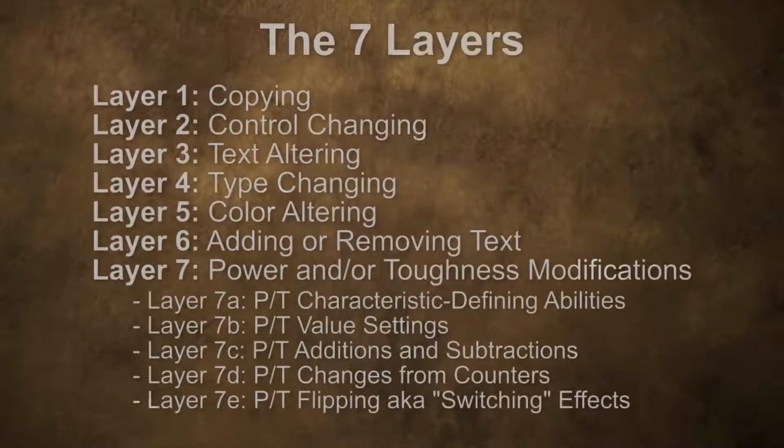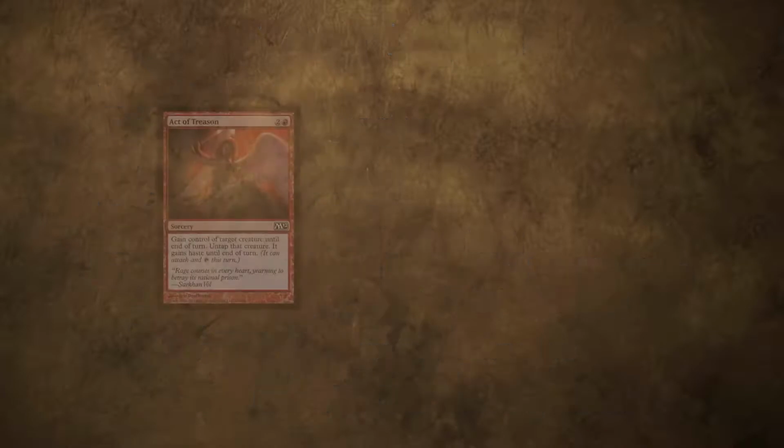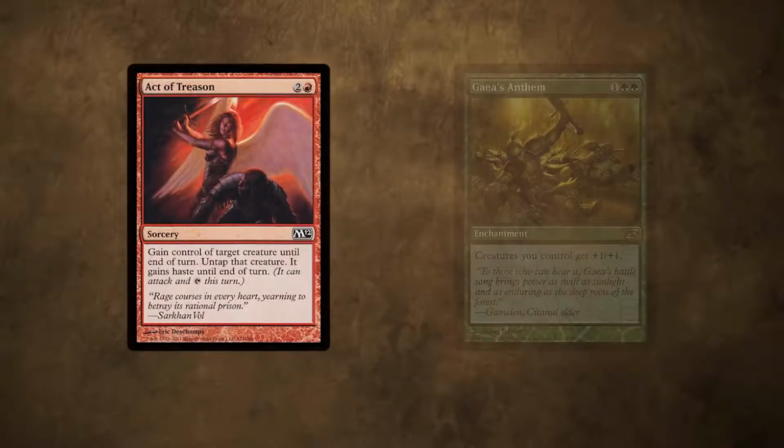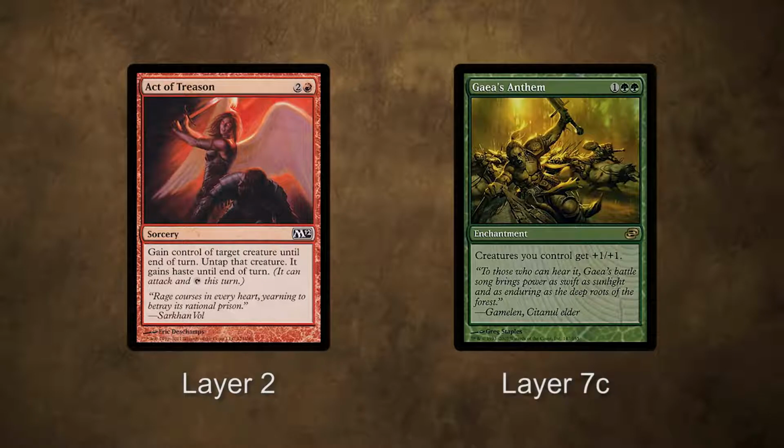The reason the layers exist in that order is because they're in the most intuitive order for almost every interaction you'll encounter. For example, it just makes sense that a creature you steal with Act of Treason would get +1/+1 from your Gaia's Anthem, but this is only because we apply the control changing effect in Layer 2, and then later apply the boost in Layer 7C. This is also why, when the creature returns control to its owner, it won't take the +1/+1 with it. But sometimes it doesn't seem intuitive.